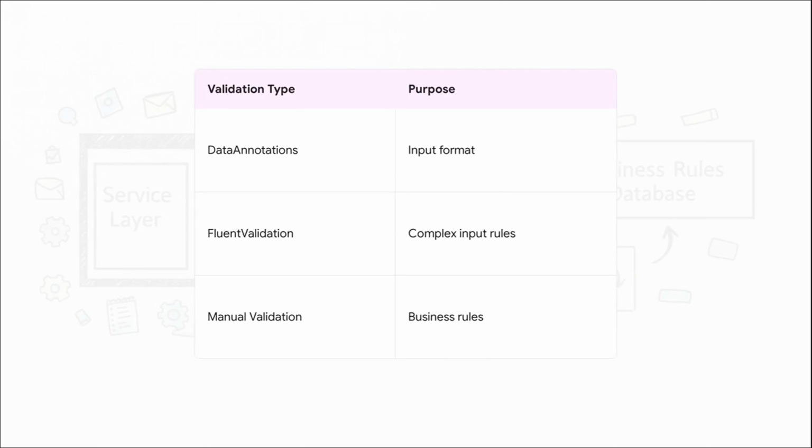This table really shows how all the pieces fit together perfectly. These tools aren't competing with each other, they're on the same team. You use data annotations for the simple stuff, the basic format checks. You use a tool like FluentValidation for more complex input rules, like password strength. And then you use manual validation for the most important part, your core business rules. They complement each other, they don't replace each other.